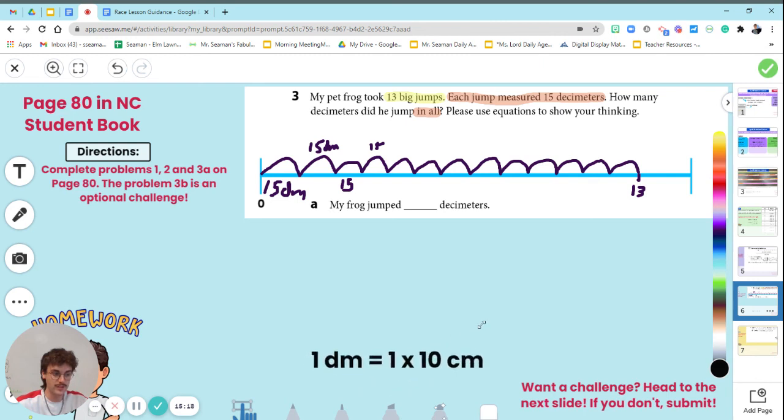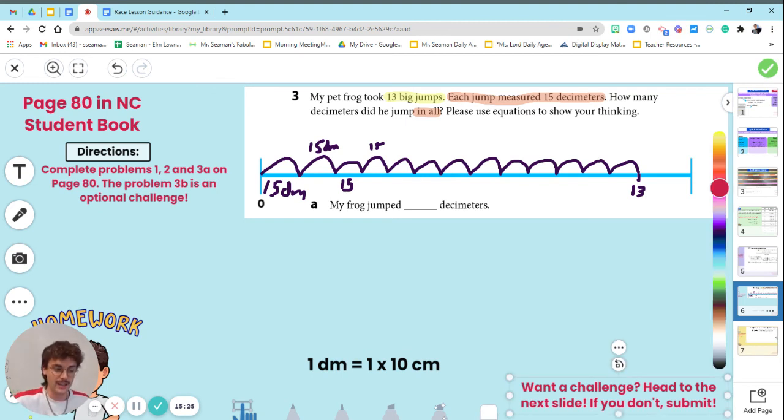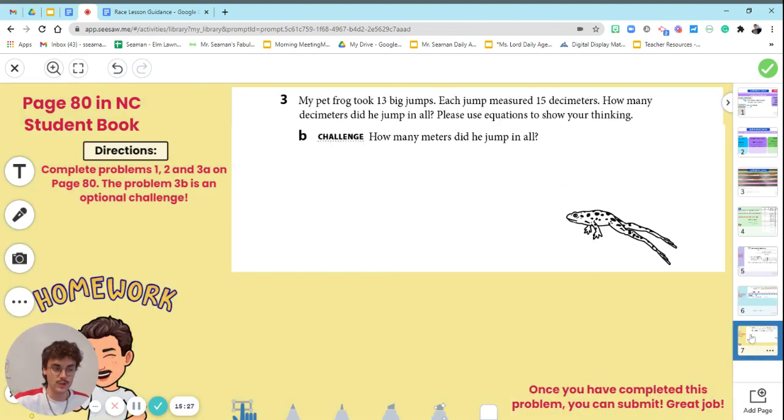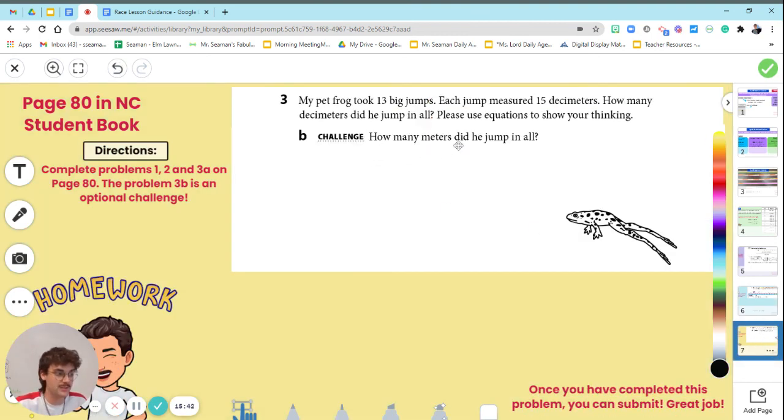Remember, here is also the formula. This problem, you don't really need too much. But if you would like a challenge, then you can head to this challenge problem here. So this is still the exact same problem as before, so you can have your answer with you. And it says, how many meters did he jump in all? So because you're changing it to meters, remember, we're not doing centimeters. So think about how am I going to change the decimeters to a meter?